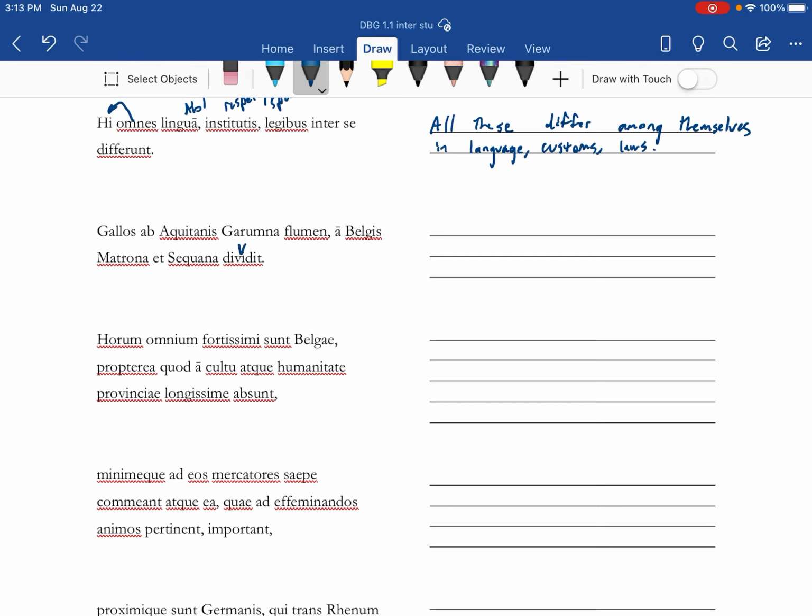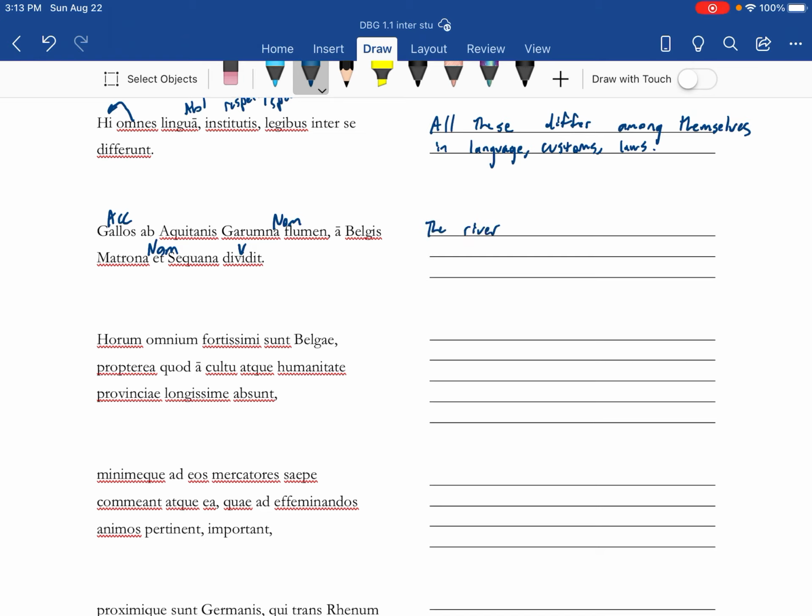All right, so differunt is going to be our verb. Our nominative is going to be here and here. And then our accusative is all the way here. So we've got a parallel construction with the accusative, ablative prepositional phrase, and then the nominative.